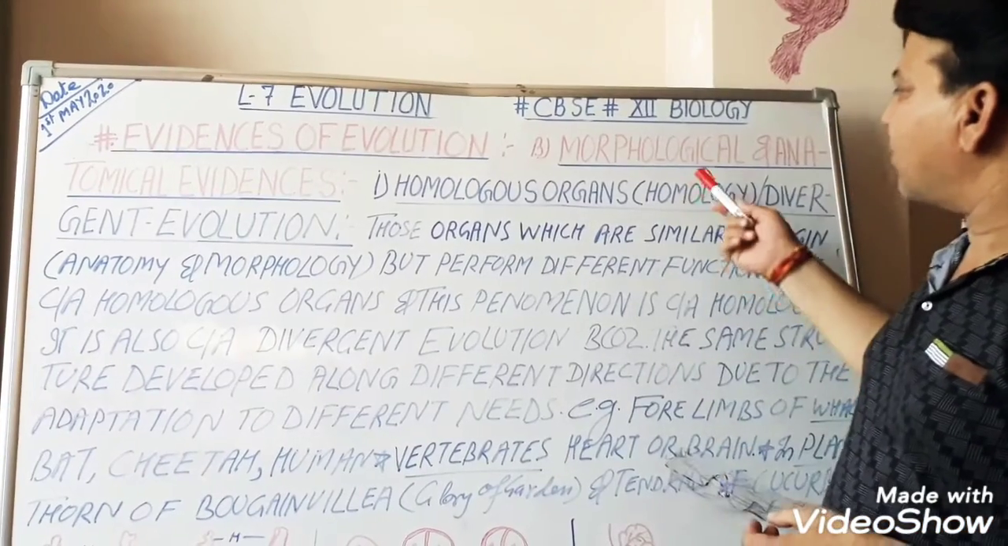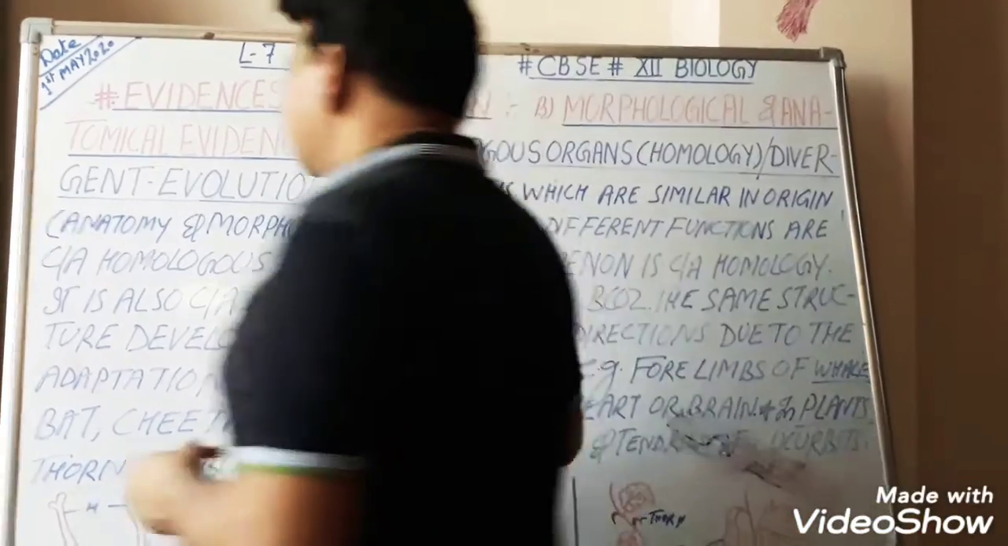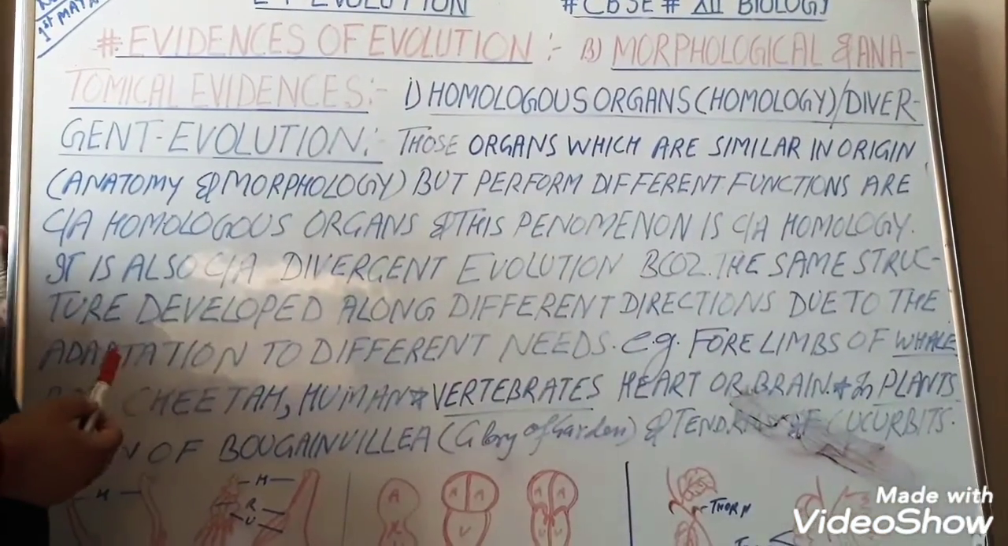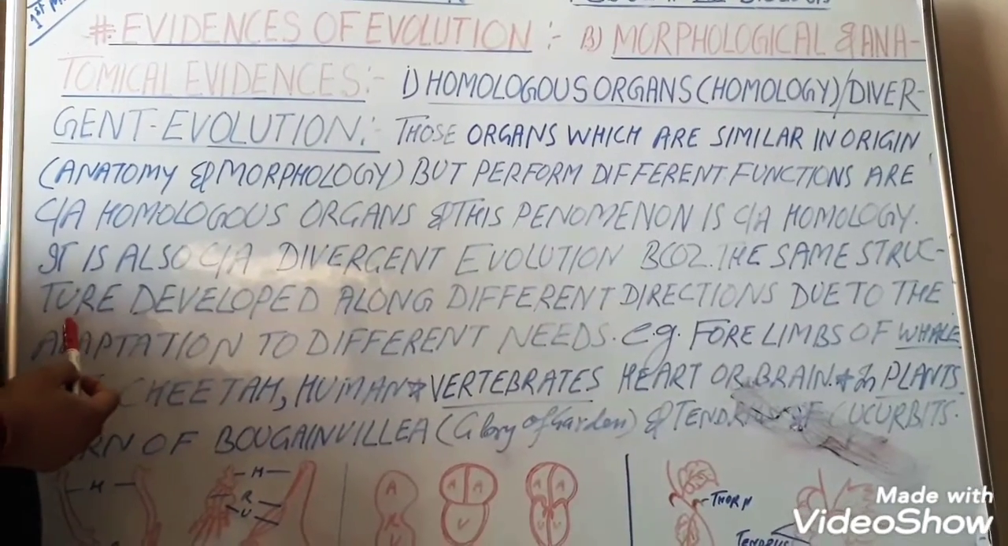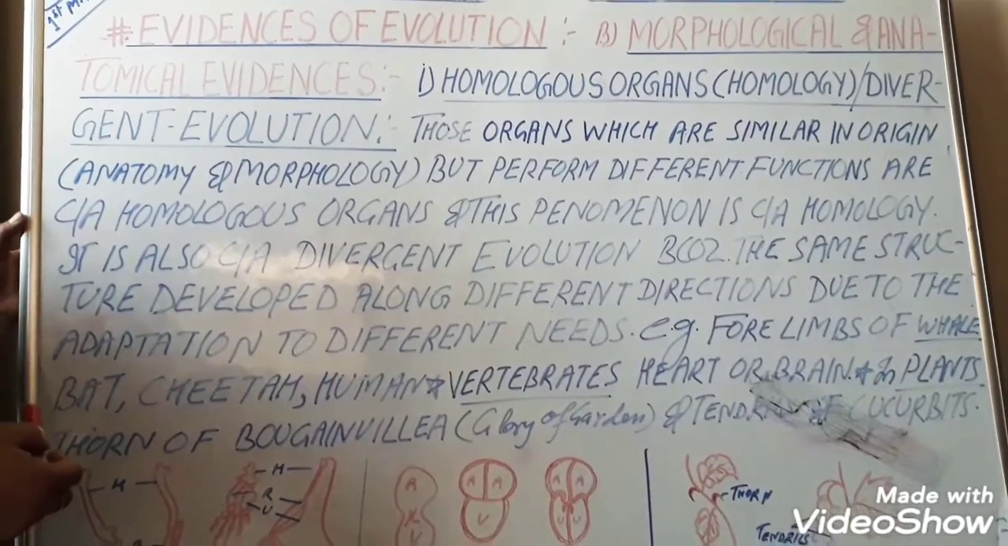Discuss the morphological and anatomical evidences of evolution. In this concern, first of all, we discuss homologous organs. Homologous organs, also known as homology or divergent evolution.